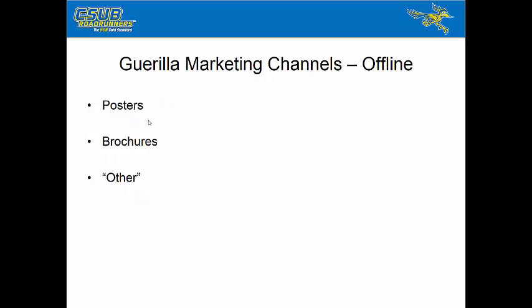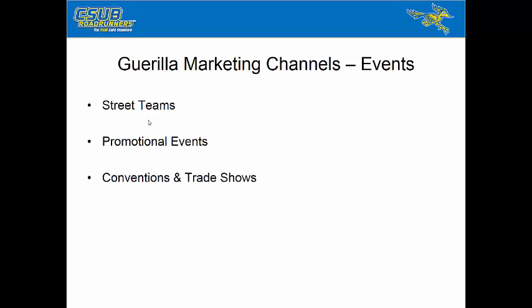For offline marketing, we're basically talking about posters, brochures, and what I like to call other. So it could be little flyers, could be matchboxes, could be pens with your company's name on them, could be just any kind of little trinkets that advertise your company. And then finally, event marketing.